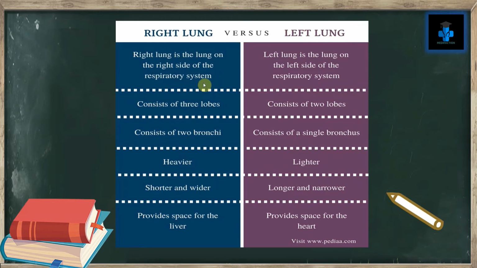The difference between right lung and left lung. The right lung consists of 3 lobes, whereas the left lung consists of only 2 lobes. Right lung consists of 2 bronchi and left lung consists of only a single bronchus. Right lung is heavier, left lung is lighter. Right lung is shorter and wider. Left lung is longer and narrower. Right lung provides space for the liver, whereas the left lung provides space for the heart.